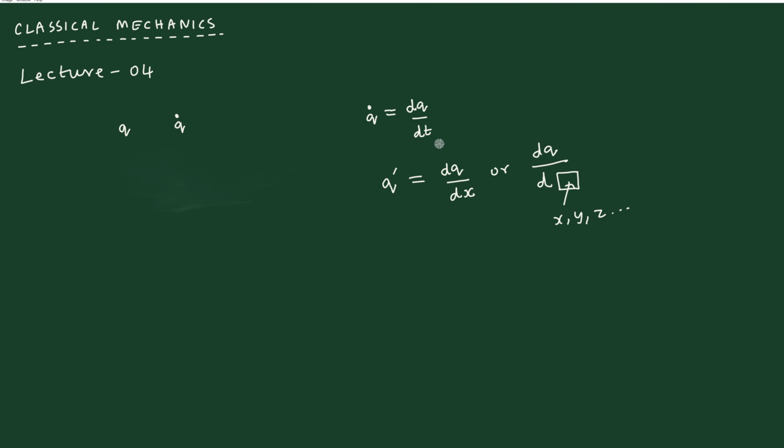So I want to distinguish between the dot notation and the prime notation. This is the prime notation and this one is the dot notation. The dot notation is only reserved for time derivatives, and the prime notation or dash notation is used for differentiation with respect to any other variable. Which variable, right now we do not know, that depends on the problem, things will change. So this is what we have done in the last class: what is meant by generalized coordinate and what is meant by generalized velocity.